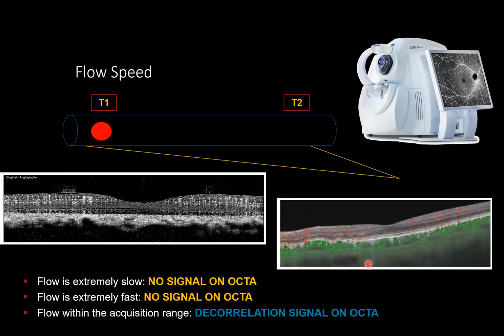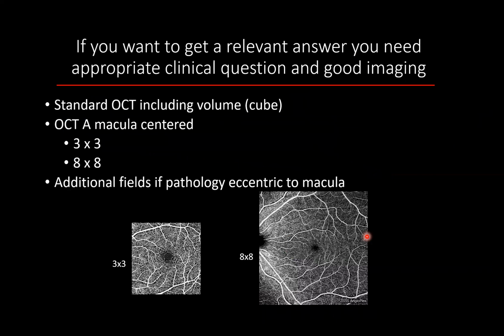If the flow is extremely slow in one of the vessels, then there is no signal on OCTA. And it's the same if the flow is extremely fast, beyond what we can record. So the flow within the acquisition range will come from the decorrelation of signal on OCTA, and you will see a lot of these little red dots when you look at your OCTA images. These very much help you to decipher where the vessels might be. So it's very important that you think about the relevant question that you need to ask, because otherwise you will not be able to appreciate the answer that the images are giving you.